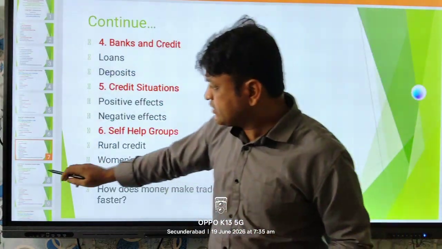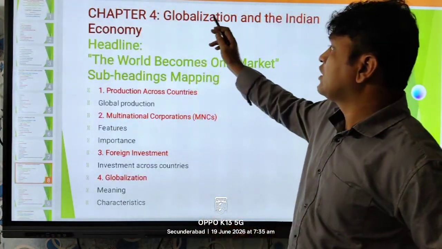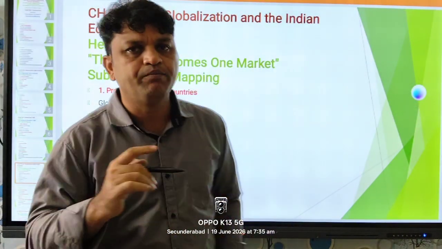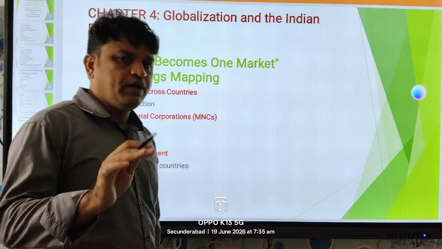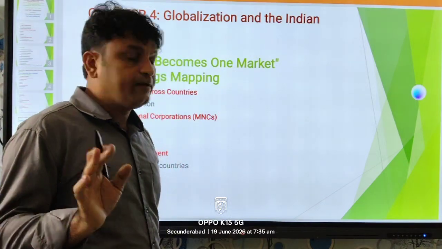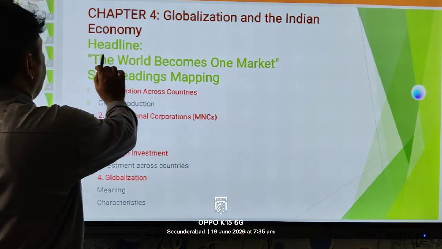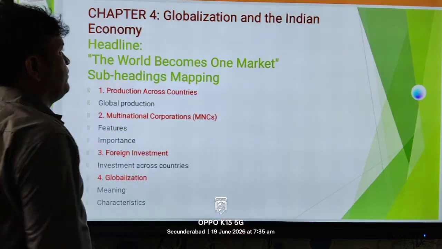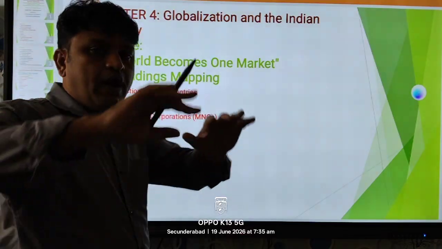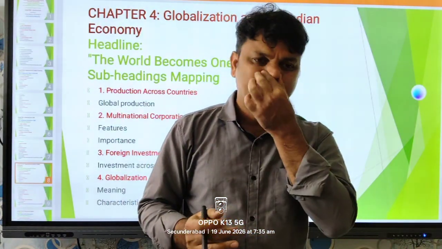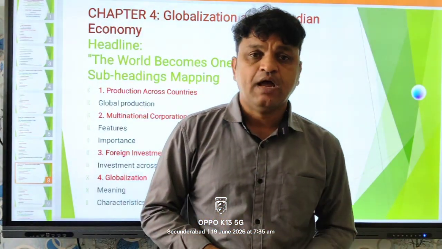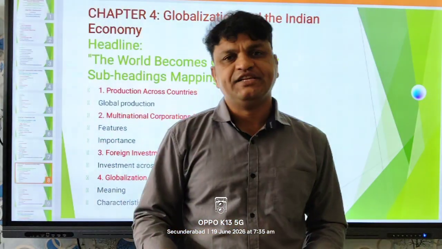Okay, and coming to chapter 4, globalization and the Indian economy, a very, very important chapter. Actually, in our CBSE, only 2 components are there in the examination. Let us see that. The world becomes one market. Because of globalization, the entire world became a global village, right? Due to technology and information communication technology. And these are the factors enabling globalization.